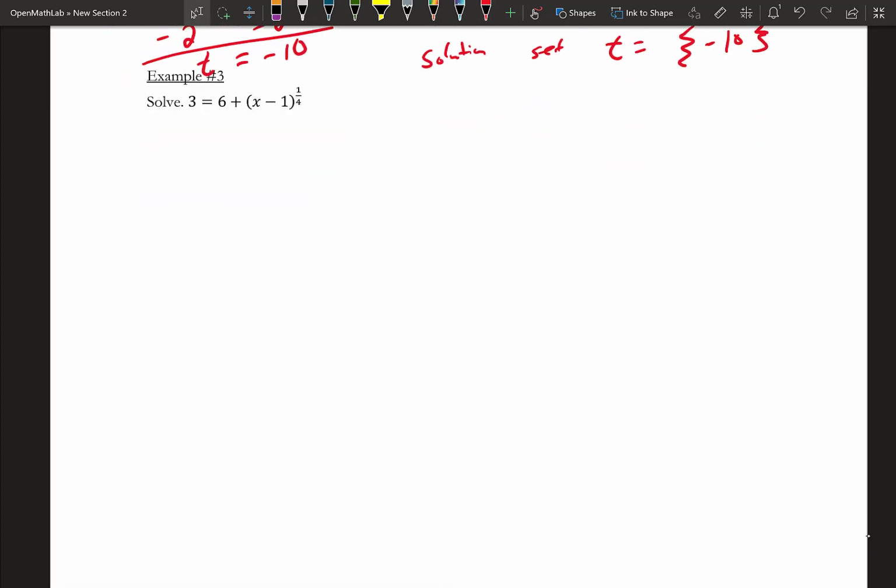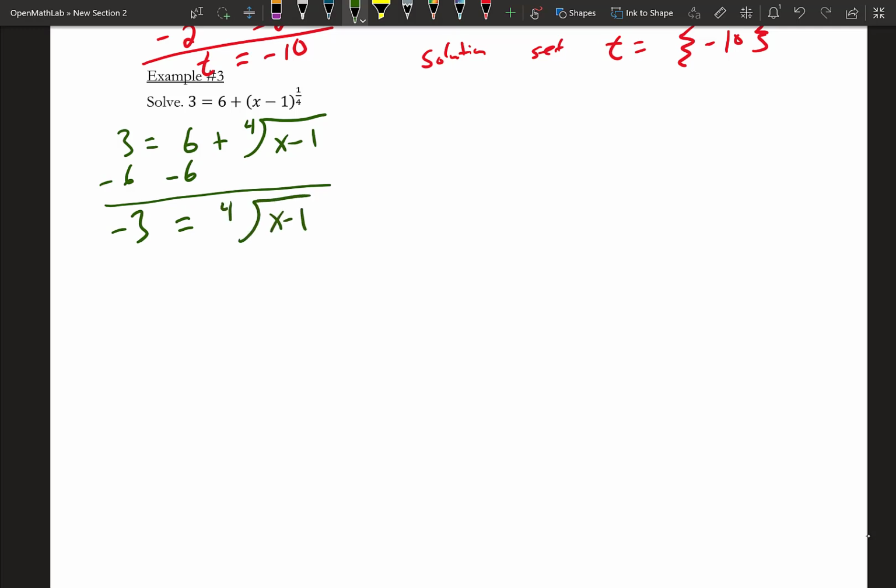All right, so example 3, you'll notice that we have a rational exponent instead of a root. But that shouldn't worry you, because what I can do is just rewrite that. So this would be 3 equals 6 plus, and then a 1/4 power would be the 4th root of x minus 1, just using the idea of rational exponents. Then we can do the same thing. I can subtract 6 from both sides, which gives me negative 3 equals the 4th root of x minus 1.